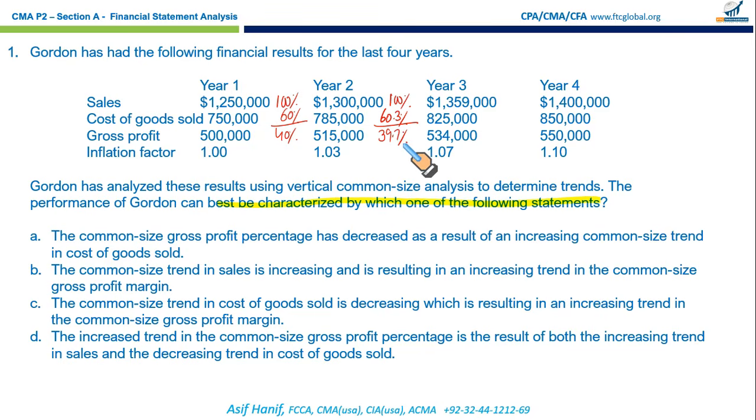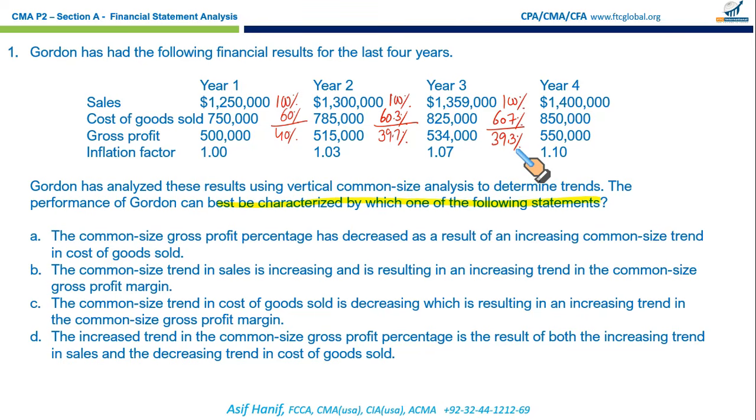You do the same for the third year. 1.359 is your sales figure. Take it as 100. 825 expressed as a percentage of the sales figure 1.359 gives you 60.7, rounded off. And the gross profit will then come out to be 39.3%.